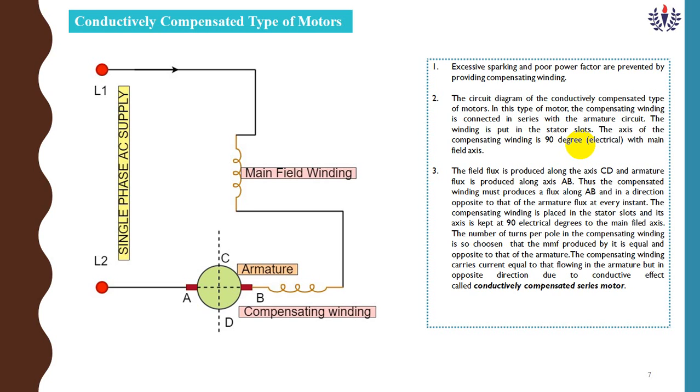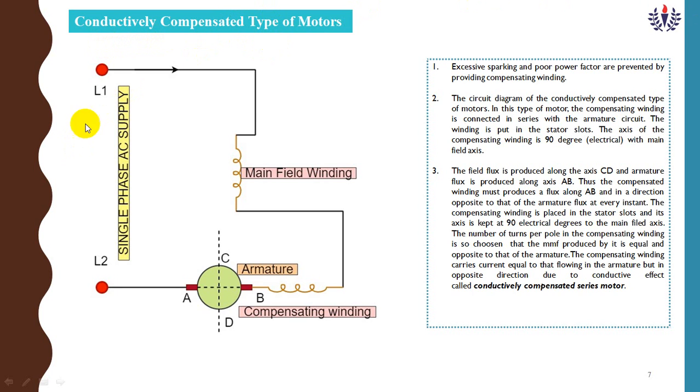Because if you give AC, there will be disturbances inside the machine. Finally you will get sparks, and the power factor is very low. To prevent this sparking and low power factor in the machine, we need a compensating winding. That is my first point. This compensating winding arrangement is called the conductively compensated type of motor.